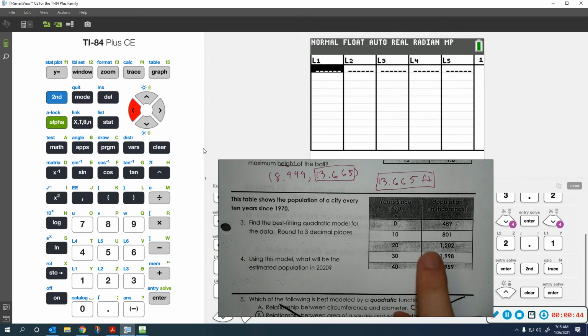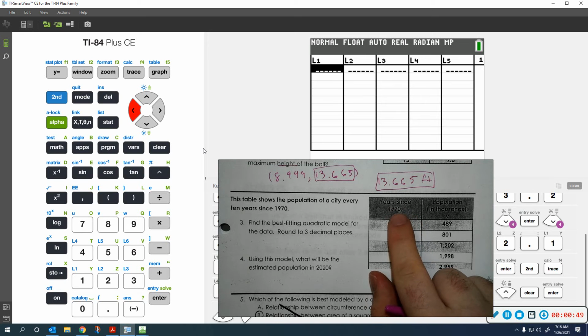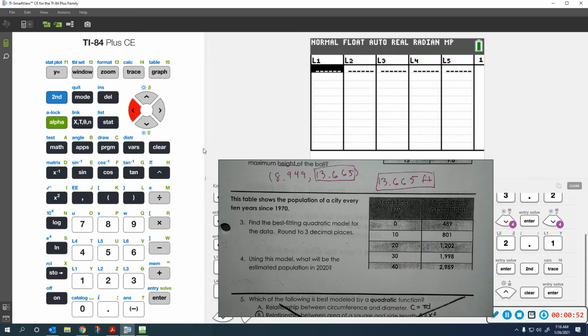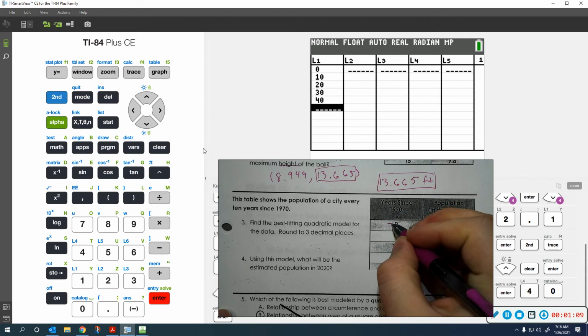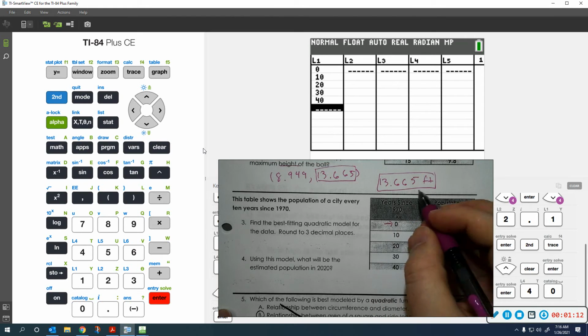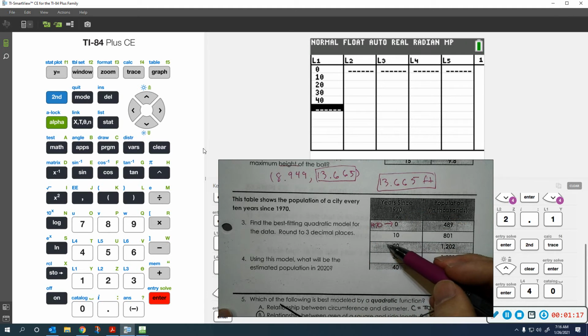Now, remember, when you have years since 1970, you take the starting year and you don't write it as 1970. You write the starting year always as 0. So we'll start out with 0. Our next one, we've got 10, and then 20, and then 30, and then 40. Our starting point is always going to be 0, so that is the year 1970, which means that would be 1980, 1990, 2000, 2010, and so on.